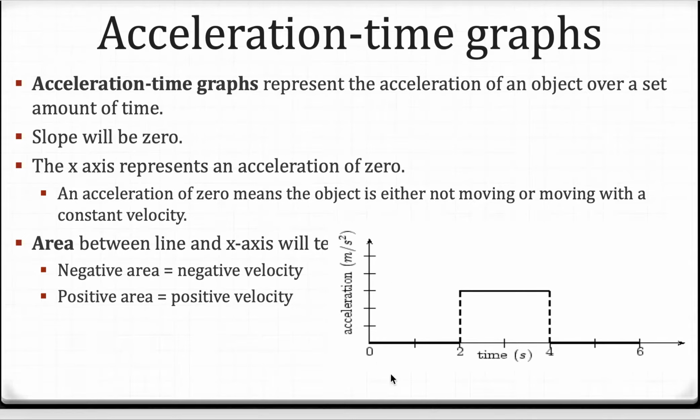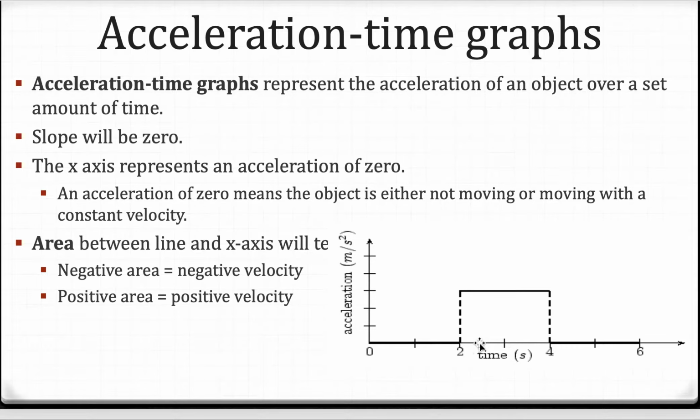So for instance, on this example graph here, from 0 to 2 seconds, we do have an acceleration of 0, but we don't know enough information just based on that to say it's stopped completely, which you wouldn't have any acceleration when you're stopped, or it could be keeping a constant velocity. For instance, it could be going 5 meters per second, and that means it has no acceleration as well.